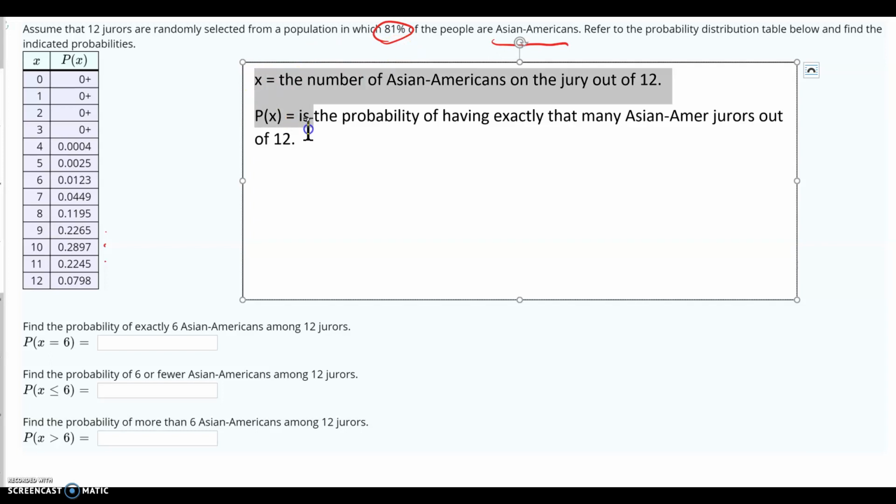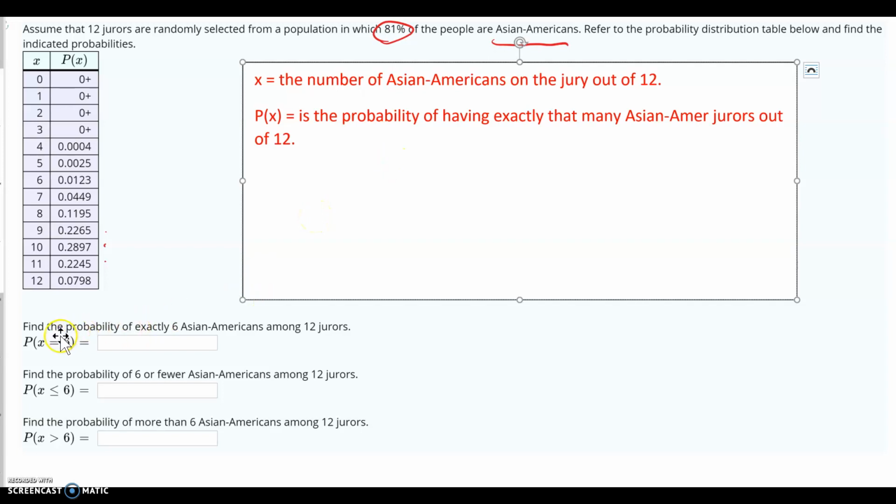All right, so as an example, the probability of having 0, so right here where it says 0, the probability of having 0 is just about 0. But the probability of having 4, now it's still small, but there is a small chance that you could have 4. So it's saying it's basically impossible to have 0, 1, 2, or 3 Asian Americans if there's 81% in the population. All right, so let's figure out then the questions here.